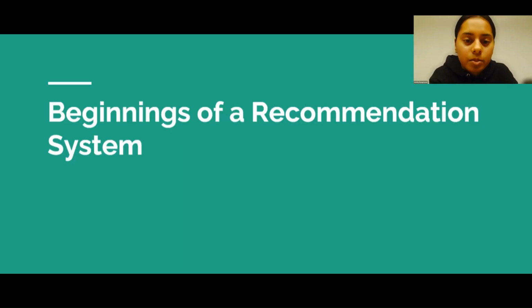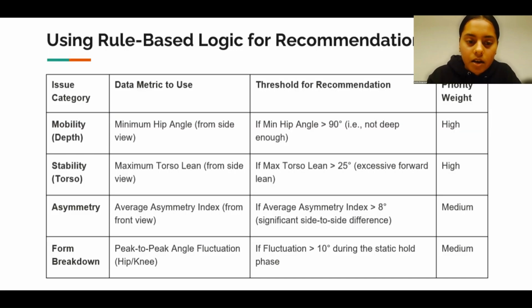Now I'm just going to quickly go over the beginnings of a recommendation system that I have planned. I did write code for this, but it gives the same output for every single athlete since they all had insufficient depth. But basically, it's a rule-based recommendation system. So it just checks to see if the hip angle is over a certain number of degrees, and same with the torso lean, and the asymmetry and fluctuation. And I chose this over machine learning because if I chose machine learning, I would need a lot more data, which is probably not available, and I'd have to create my own data set. So I think for now, this is a good type of recommendation system for the future.